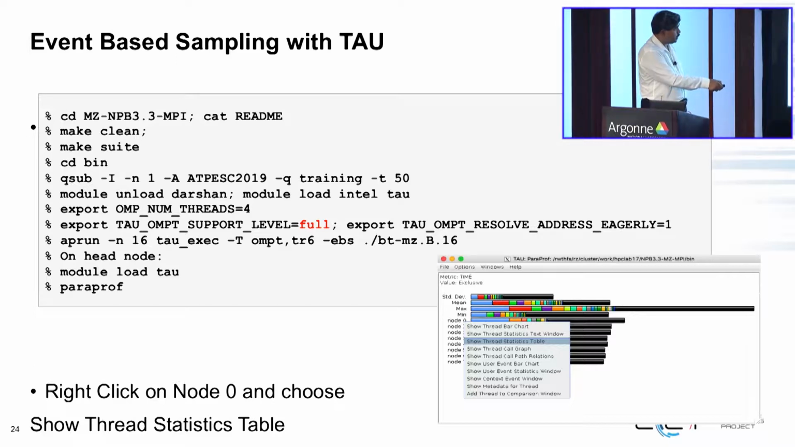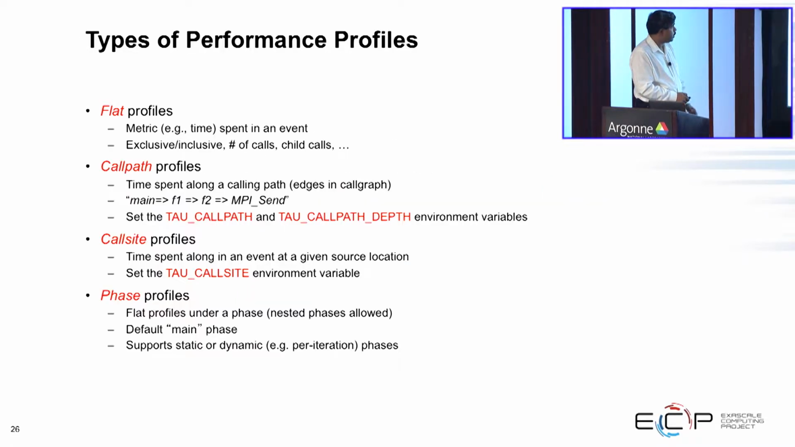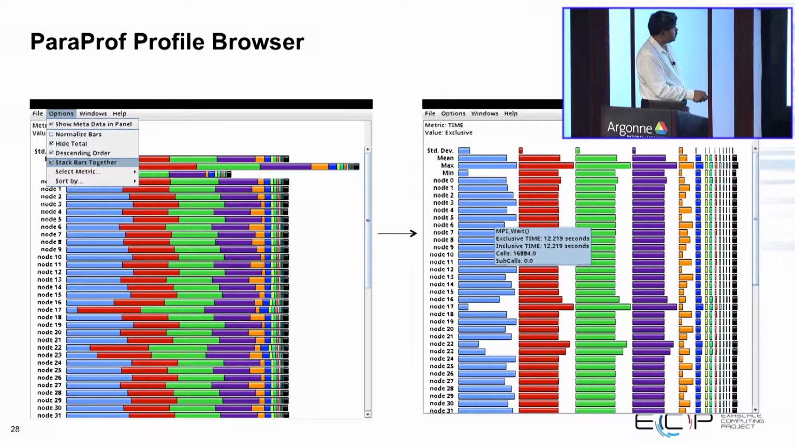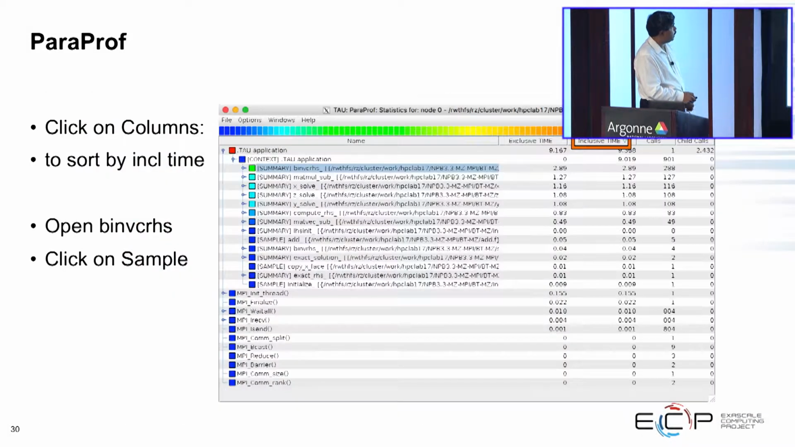And this is the thread statistics table that I showed you. And you can choose to generate different types of performance data, including call site profiles, which show you where time is spent at a given location, phase profiles, call path profiles, and the flat profiles that I just showed you. And you launch it with paraprof. You can unstack the bars. You can see where it's spending its time. Here is a flat profile. Here is a profile that includes events over here, where you can see the samples.